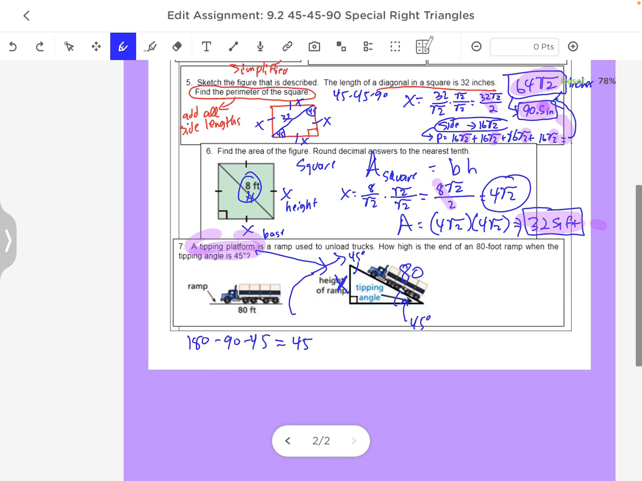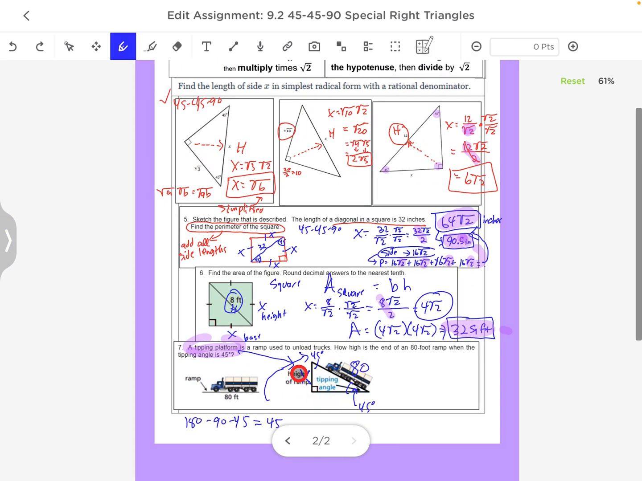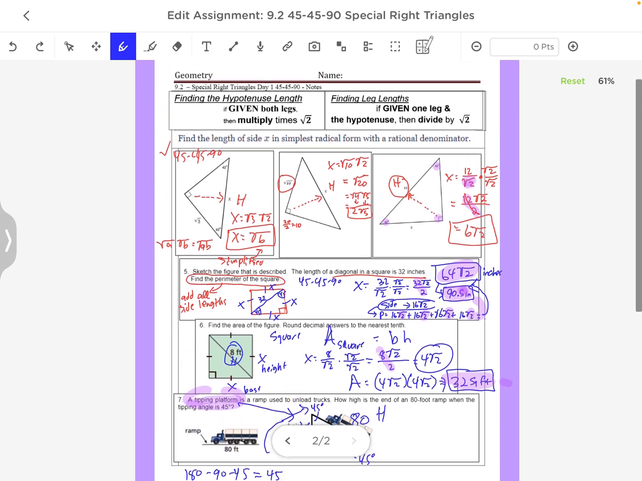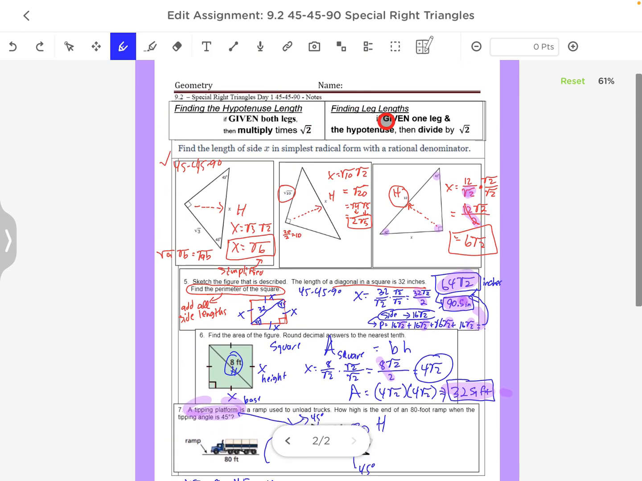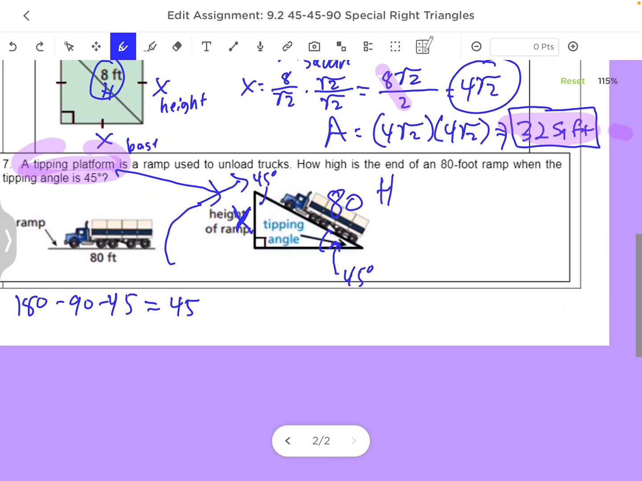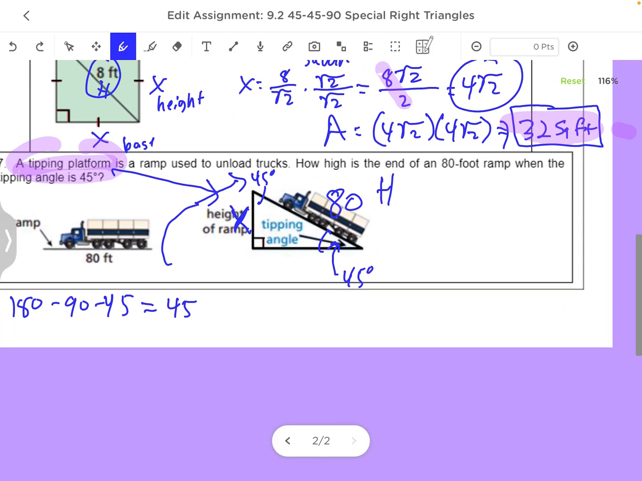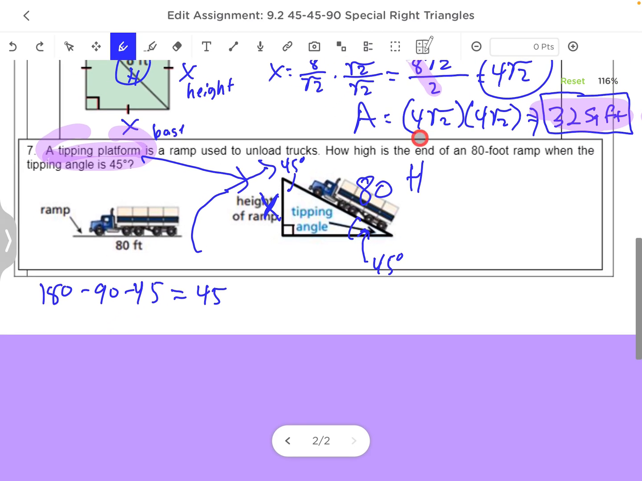Now I can use my tools to figure out what this is. So is that a leg or is that the hypotenuse? This is the hypotenuse, right? So that's the leg. So if we're trying to find the leg, we're going to divide by the square root of 2, right? So let's do that. So we're going to say x equals 80, right? Divided by the square root of 2. But we can't do that square root of 2, right? So we're going to do the square root of 2 over the square root of 2.